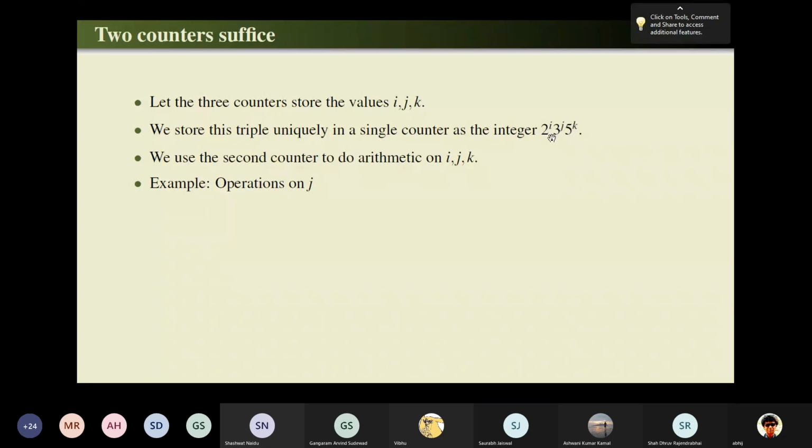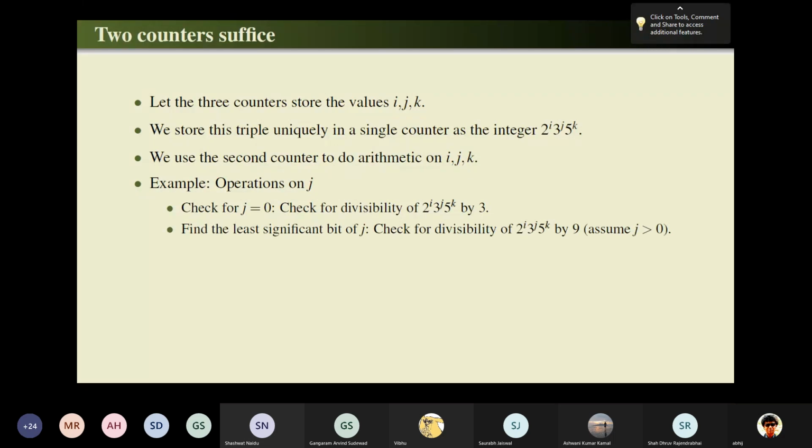So what are the 4 operations? First, check whether J is equal to 0. That is just checking the divisibility of that quantity by 3. So divide by 3 using that counter loop. If you get 0 remainder, you know it is divisible by 3. Otherwise, it is not divisible by 3. So it's doable. Very, very slow, but doable. And find the least significant bit of J, assuming that J is greater than 0. That is basically check for divisibility by 9.